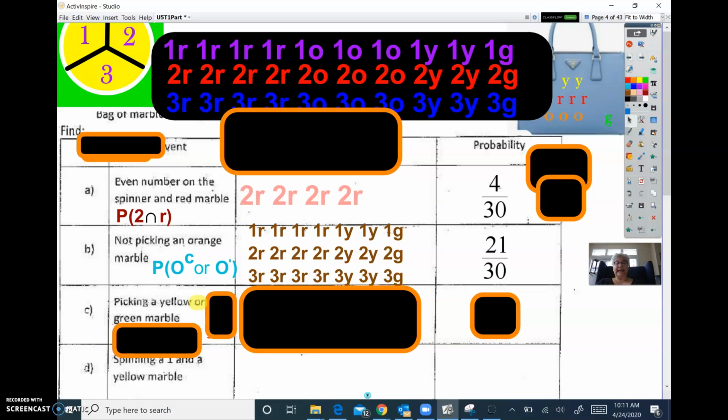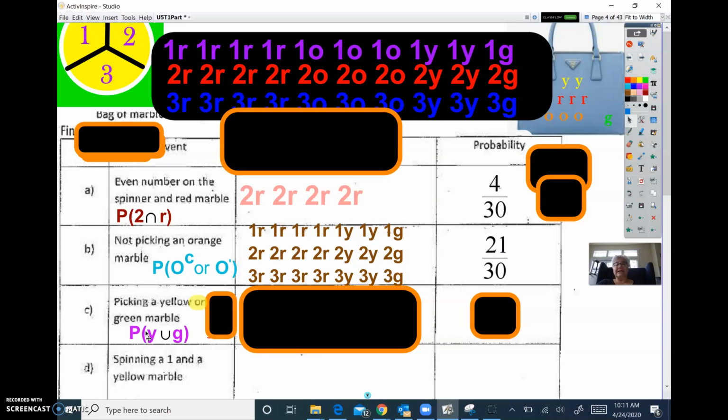Last one, C, picking a yellow marble or a green marble. I think we can agree, since we're only picking 1 marble out of the bag, you can't pick green and orange at the same time. So the "or" is a key word. Or in probability means union. So the U in the right way means union.